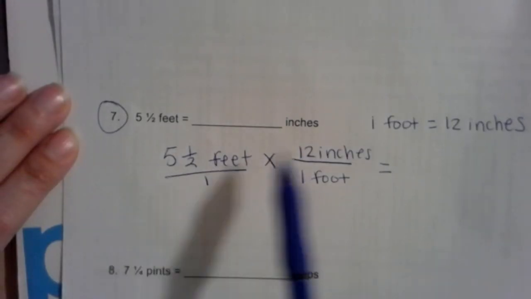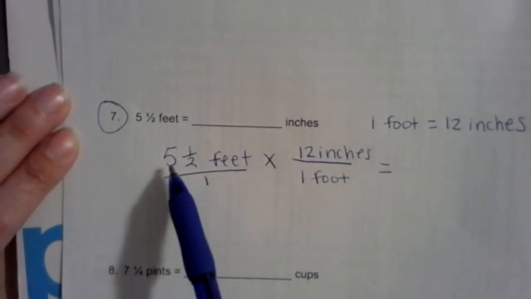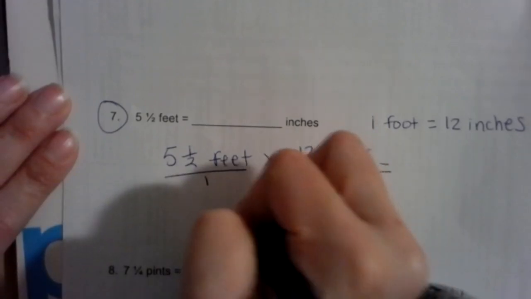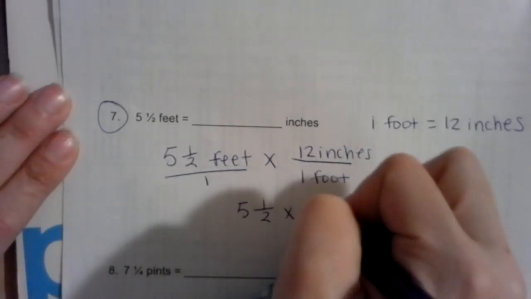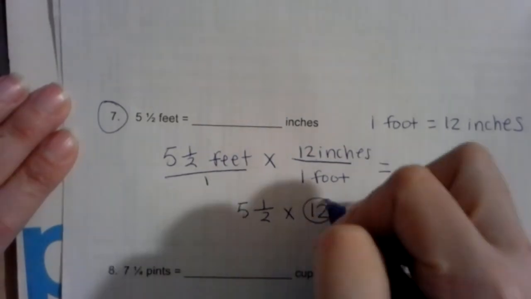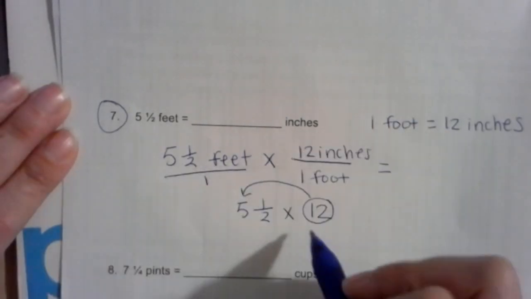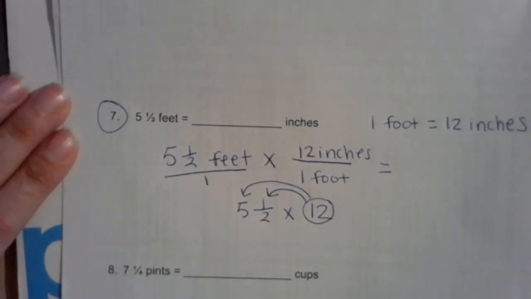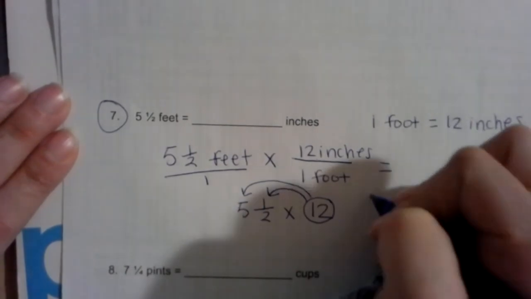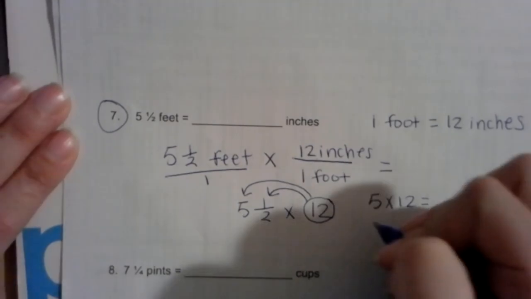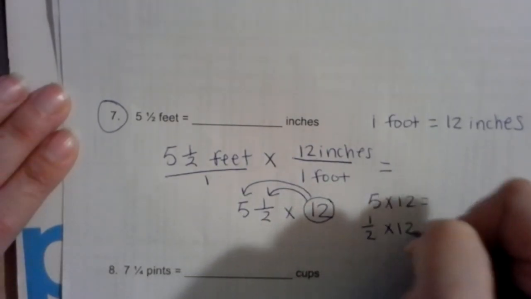Now, when I go to multiply straight across, I cannot easily multiply 5 and a half times 12. It's not something I can do in my head. So I'm going to write it down. 5 and a half times 12. Well, when we're multiplying a whole number by a mixed number, we're going to take that whole number and create two problems. We're going to multiply it by 5, and we're going to multiply it by the 1/2. So this becomes 5 times 12 and 1/2 times 12.